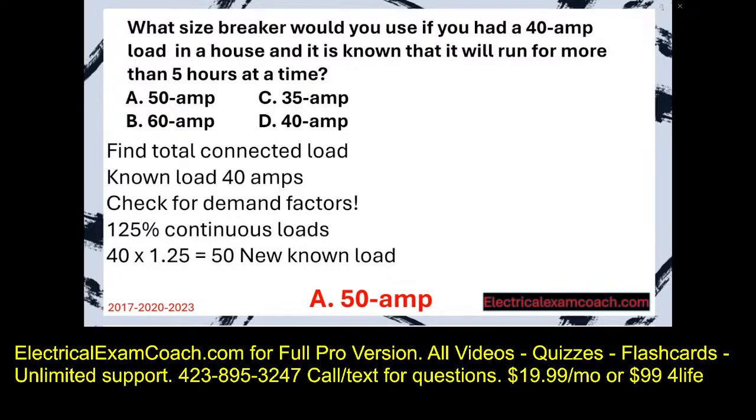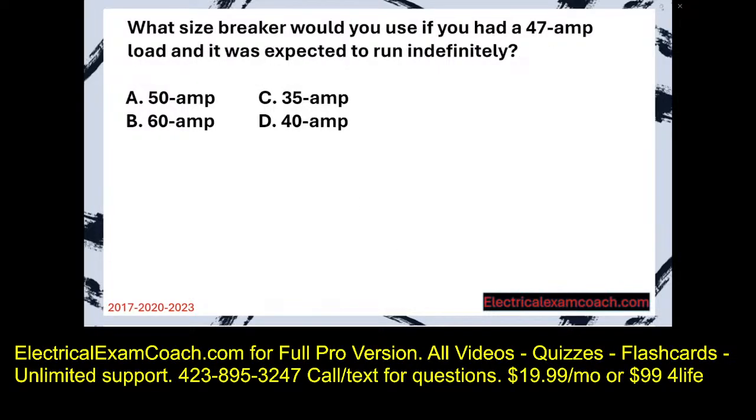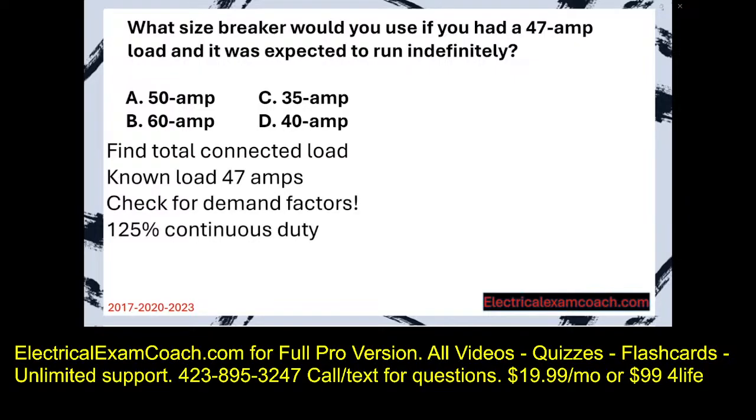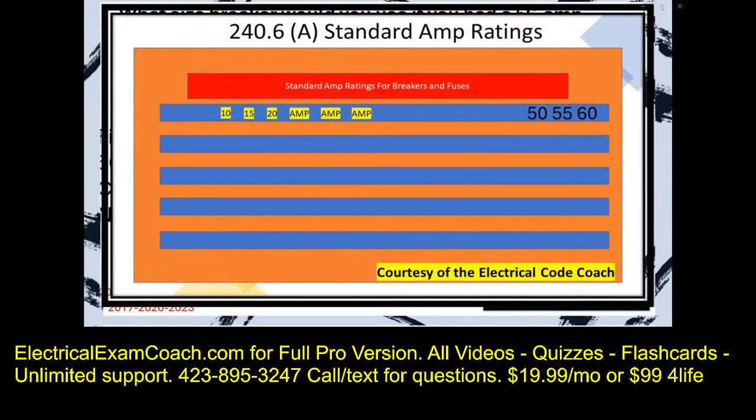Let's get to it. What size breaker would you use if you had a 47 amp load and it was expected to run indefinitely? Step 1, find the total connected load. Our starting known load is 47 amps. Now we check for demand factors. And in this case, it gets that 125% continuous duty, just like a continuous load. We take our starting known load, multiplied by 1.25, and that equals 58.75. And in this case, we would round up. So 59 is our new known load. Now let's head to table 240.6(A).